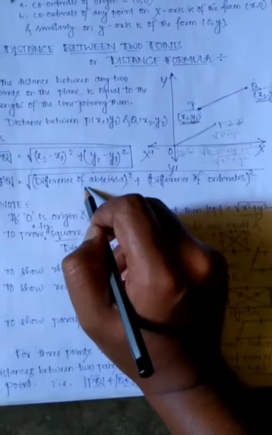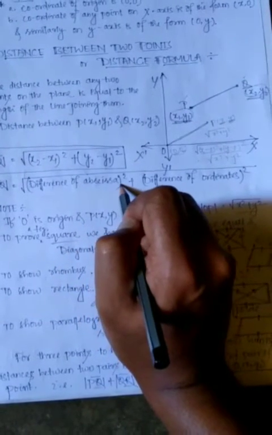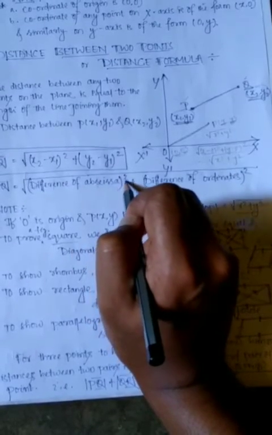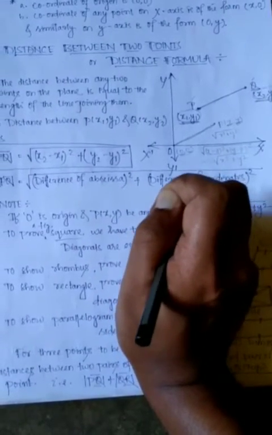So I have said that any point on the x-axis, we can say that is the abscissa. So the difference of abscissa squared plus the difference of ordinate squared. Ordinate means the point present on the y-axis.